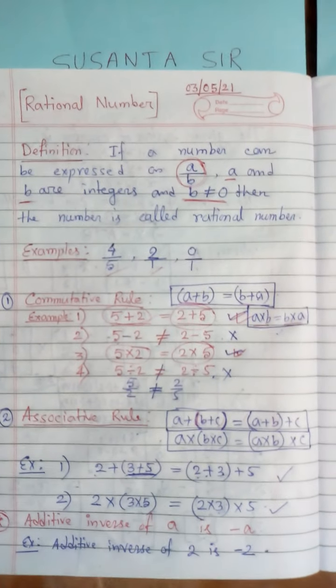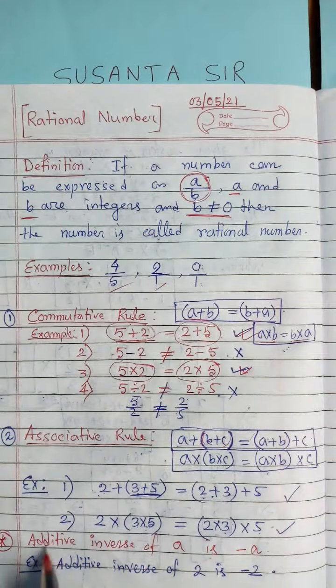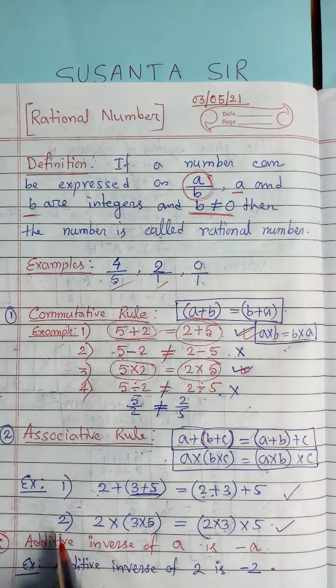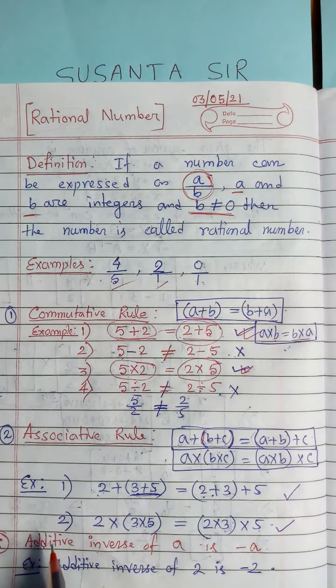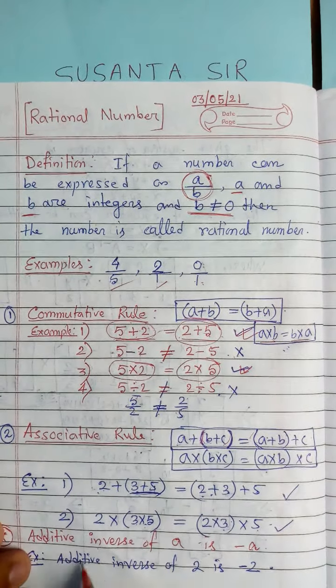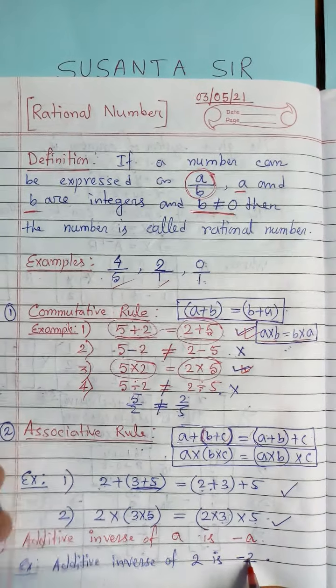Now the next property is additive inverse. Additive inverse means what? The additive inverse of a is minus a. Since addition is there, the inverse of addition is subtraction. That's why the additive inverse of a is minus a. As an example, the additive inverse of 2 is minus 2. Similarly, come to the next property.